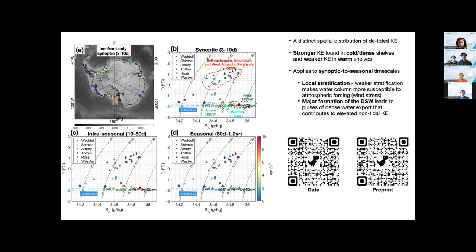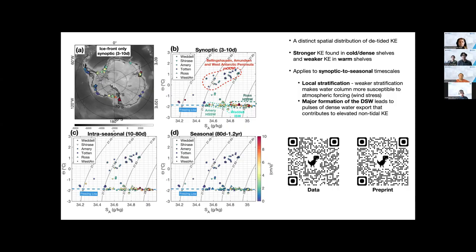So another interesting result that's coming out from this practice is that we found some distinct spatial distribution of the non-tidal energy across different continental shelves. The most striking feature that we found is that the stronger non-tidal energy tends to concentrate in front of the cold shelf, where the dense shelf water is formed, as alluded to by Markus earlier.